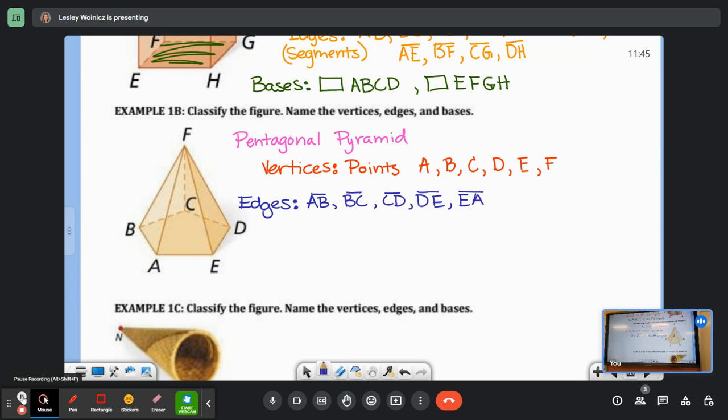It's long, but it's not as long as the last one. Okay, now we want the ones that are slanted, that end in the point F. So AF, BF, CF, and so on. AF, BF, CF, DF, and EF.